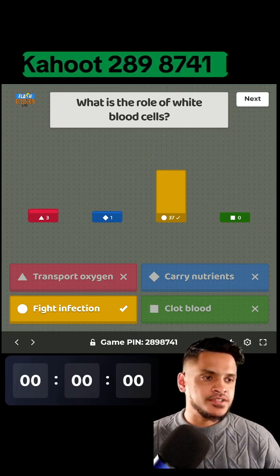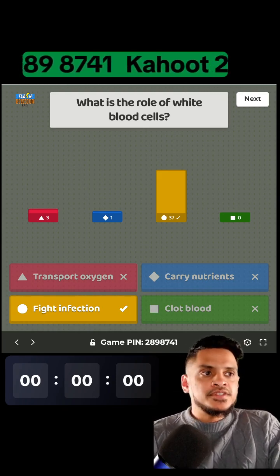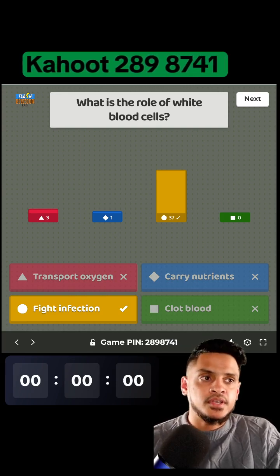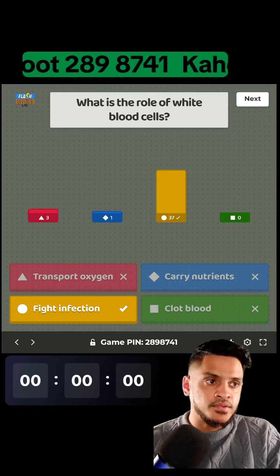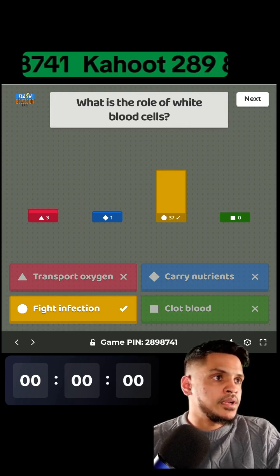Fights infections is correct. Yes. You got phagocytes, you got phagocytosis, you got lymphocytes which produce antibodies and produce antitoxins. Those are 3 ways that white blood cells fight infection. Again, we're going to be learning that all on Sunday.